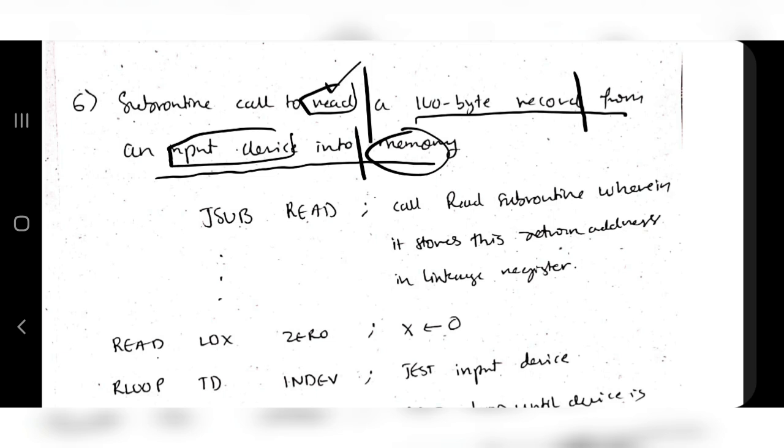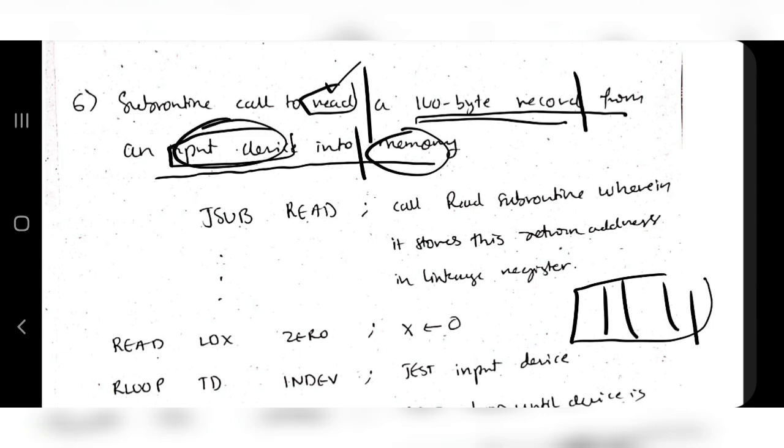So what we are doing is a reading operation of a 100 byte record. There is not a record in the memory, but in the input device we are going to give a 100 byte record, and that will be read into the memory. That's what's happening here.